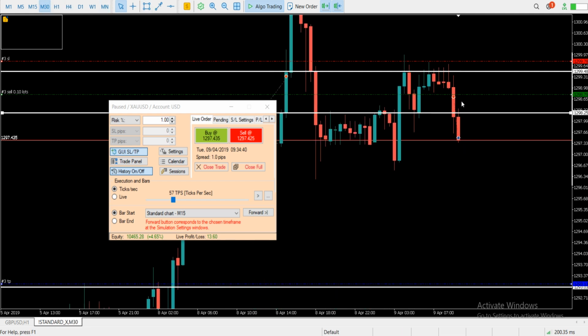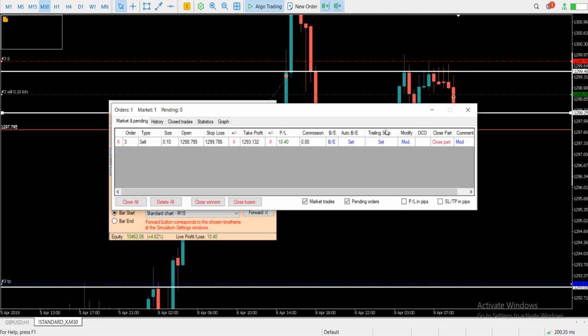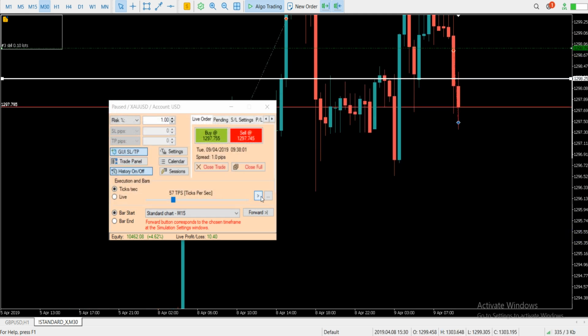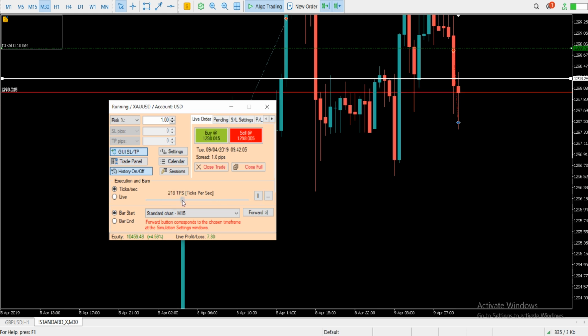Now if price retraces, comes to my entry point, I will close the trade. I don't want to risk my winning trade. Let's just do one thing. Let's just break even. Speed it up more.